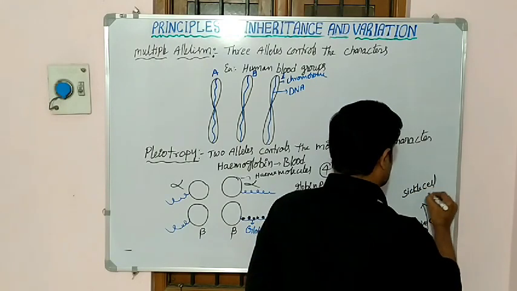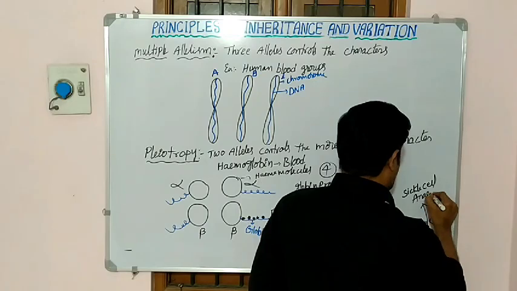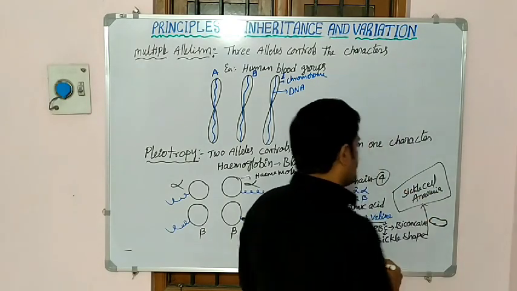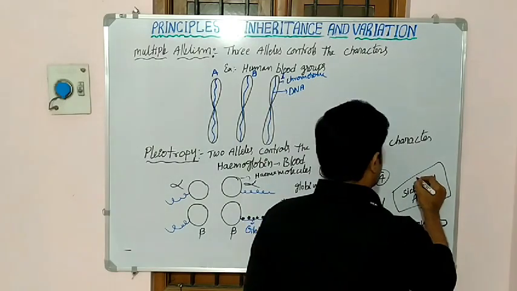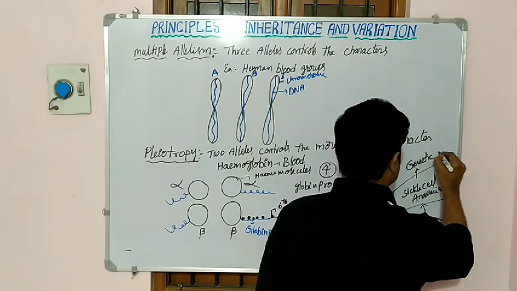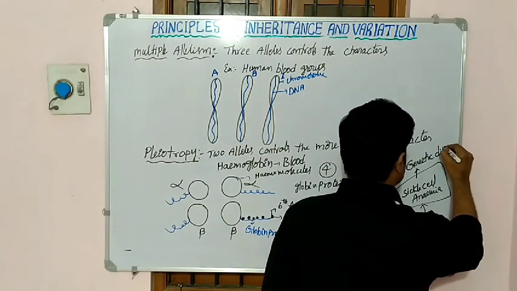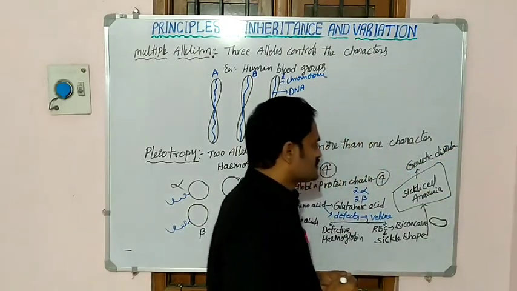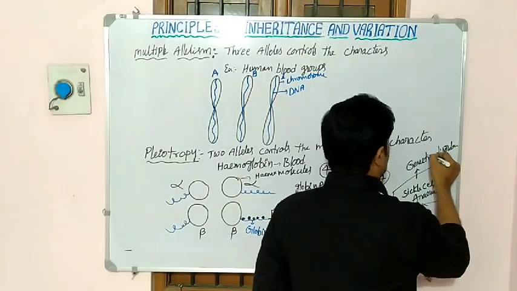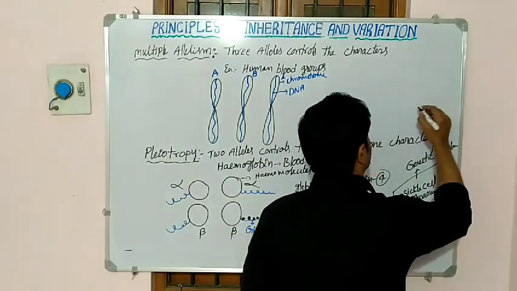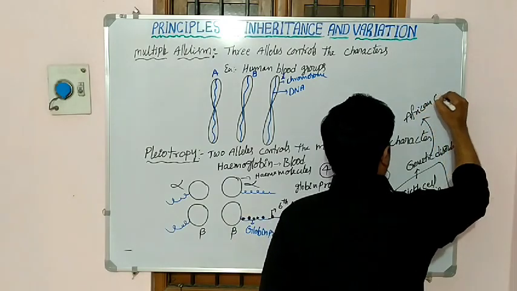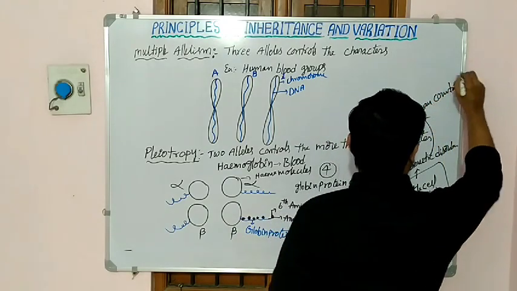Sickle cell anemia. See, very important. Sickle cell anemia is one genetic disorder. Remember, mostly this disease we will find in African countries.